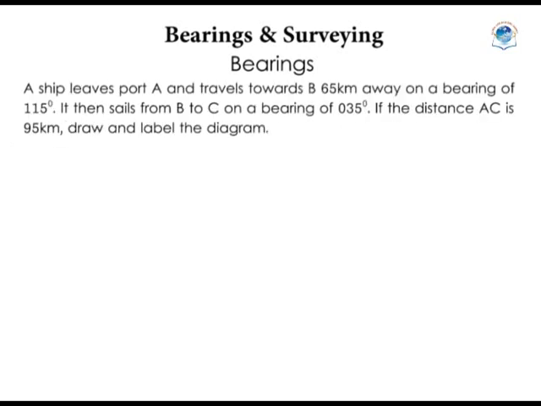One more example. Our ship leaves port A and travels to B 65 kilometers away on a bearing of 115 degrees. It then sails from B to C on a bearing of 035 degrees. If the distance AC is 95 kilometers, draw and label the diagram. So we start at point A and we draw a compass. B is 115 degrees. That is the direction. If you want, you can say that this is 90, and to get to 115, we need another 25 degrees.